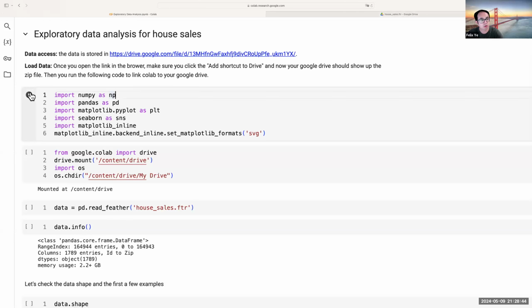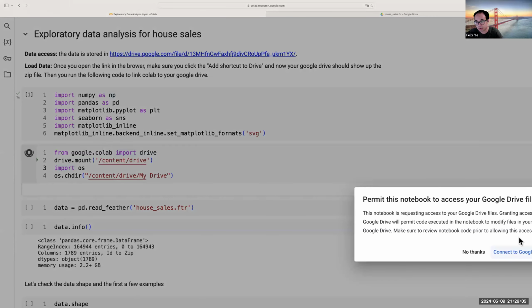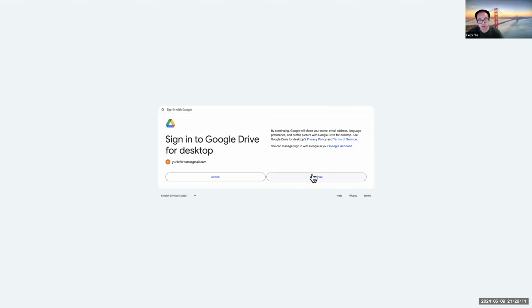Then I'm going to load the data. This is the way you should do it: you just add the shortcut to the drive. Then your Google Drive should also show this file. Then I'm going to mount your Google Drive into the Colab. So this is how you actually do it. You can connect your Google Drive. I'm going to click that. Continue.